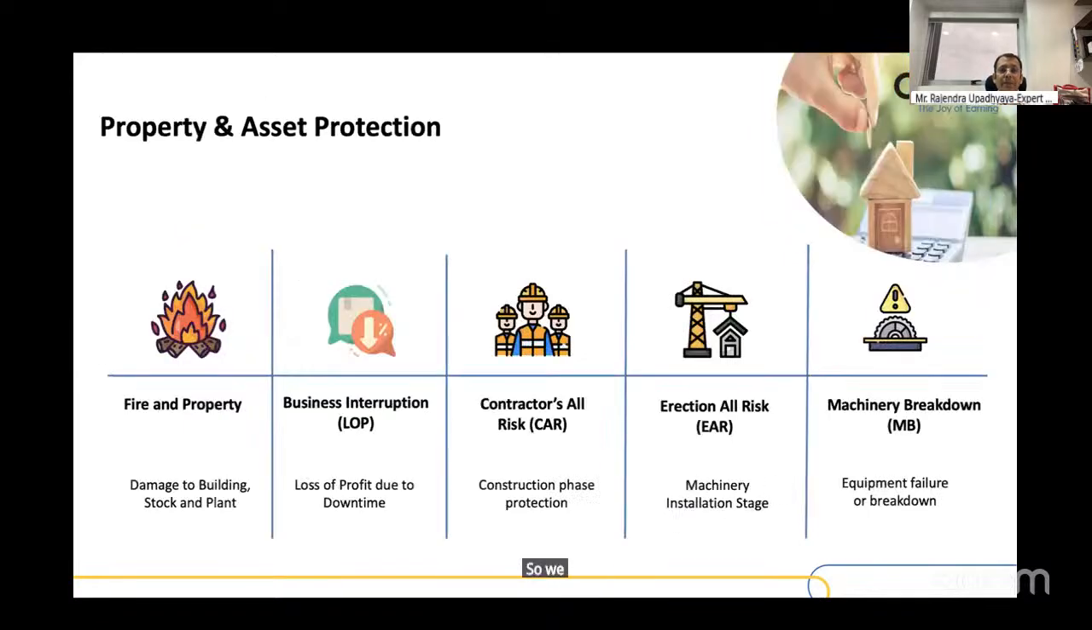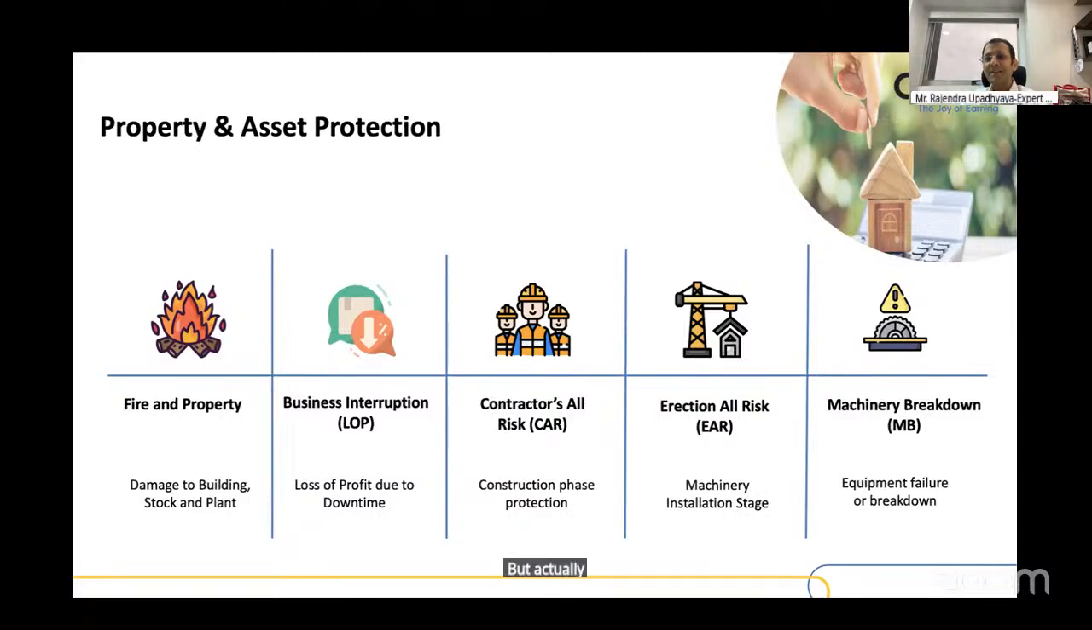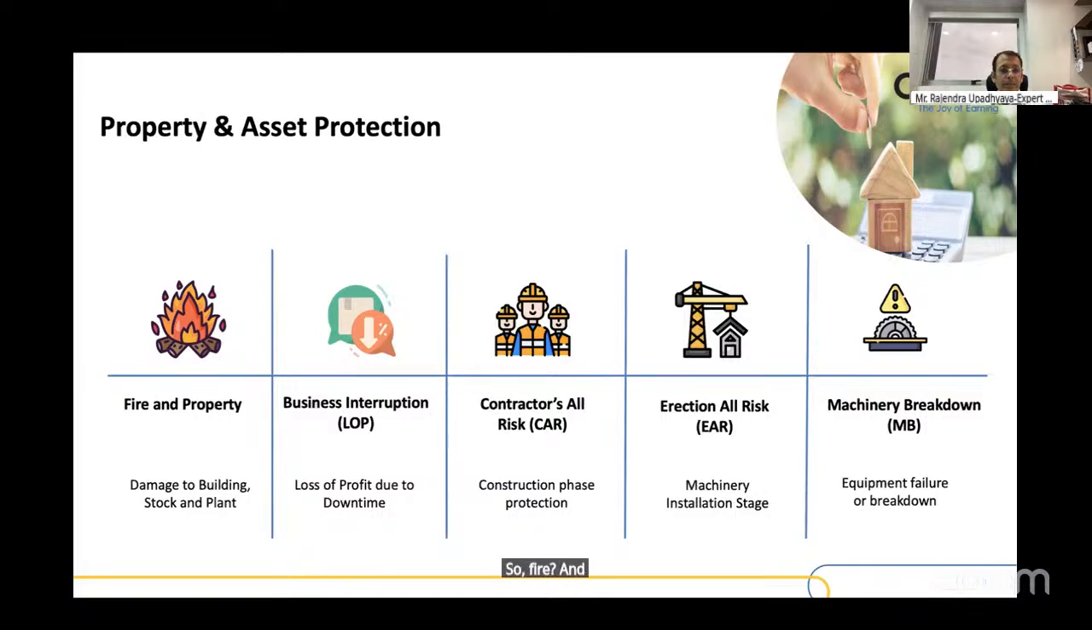So we talk about property and assets. Fire policy is quite common. Everyone takes it thinking that fire does not happen, but actually fire does happen. In fact, if we go to Bhiwandi, close by, every year you will hear about 3 to 4 fire cases coming in, fire or flood or something, and it has big storage. It's a big logistic hub for Mumbai. So fire and property risks, where there's damage to buildings, stock, and plants.